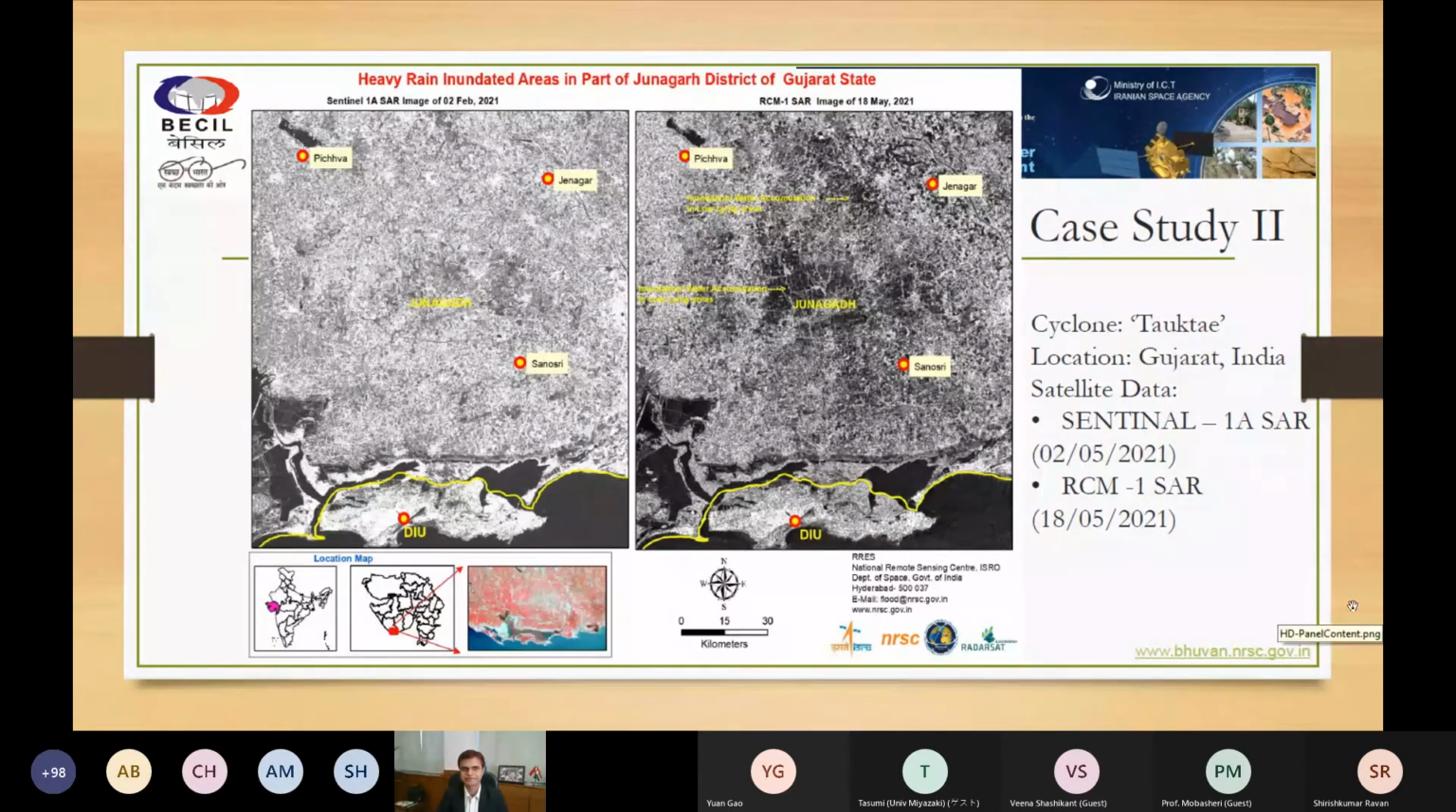Case study 2, we have got Cyclone Tauktae. It's basically in the Gujarat province of India. Satellite data was used and we saw the heavy rain in parts of Junagadh district of Gujarat state, where we were able to get real-time pictures and imaging, and thus we were able to take a kind of remedial measure much before things happened. Next slide, please.